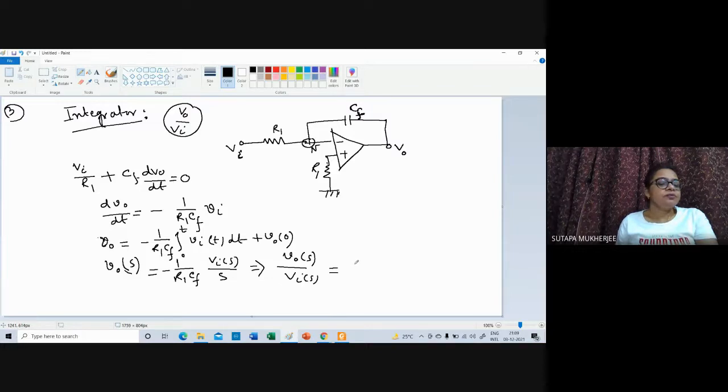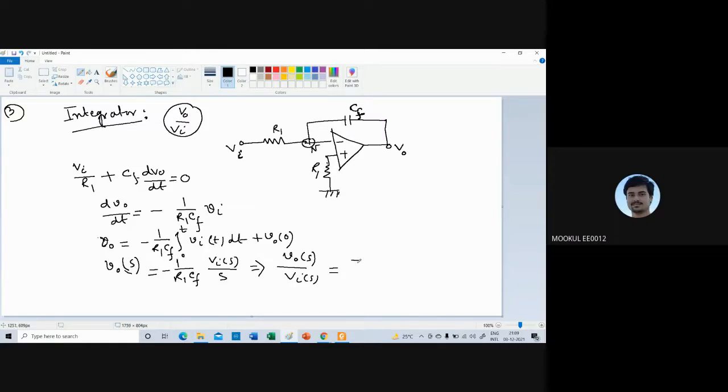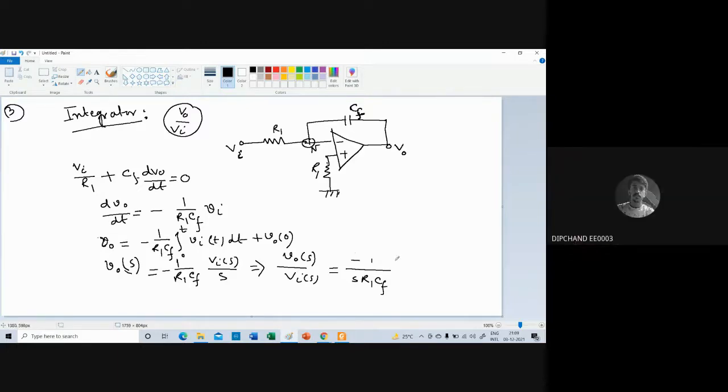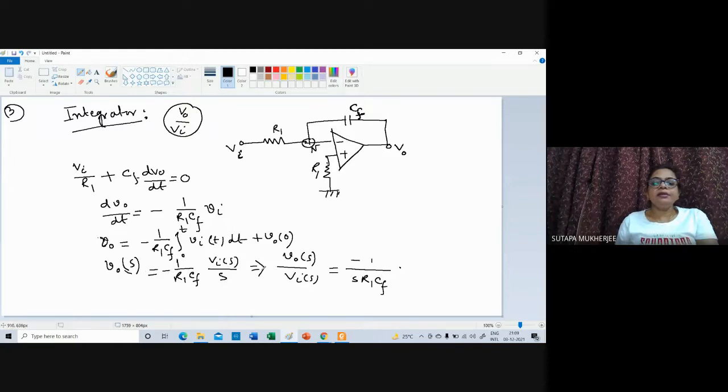What is the value? It's minus 1 by S R1 CF. Am I correct? Yes. So this is the gain, say denoted by A.